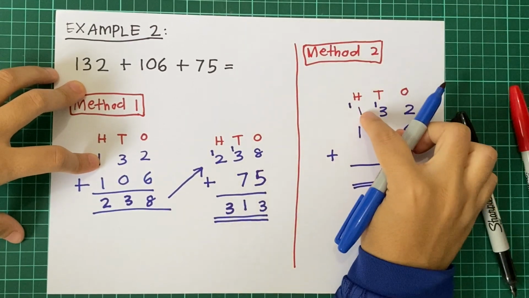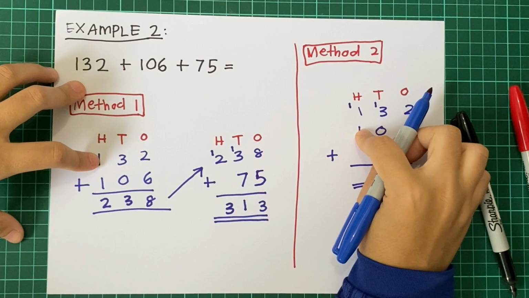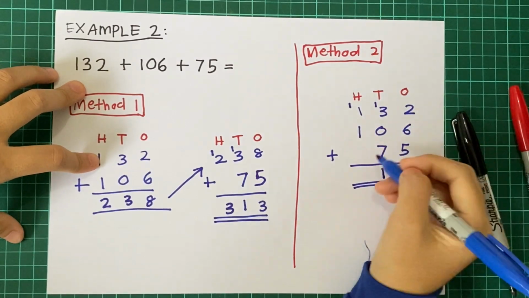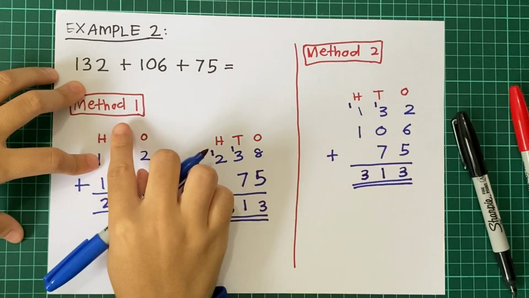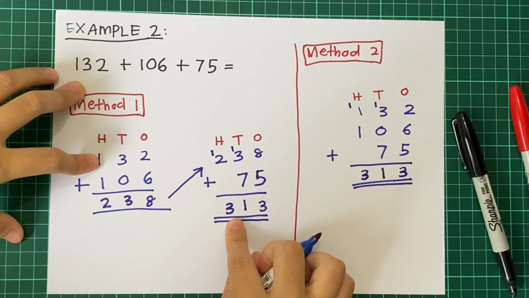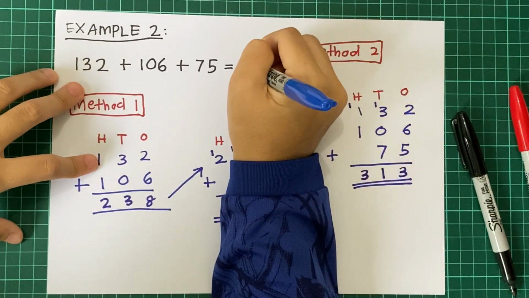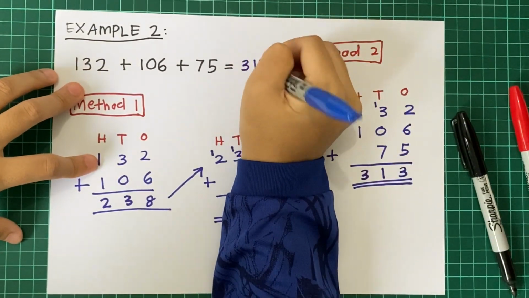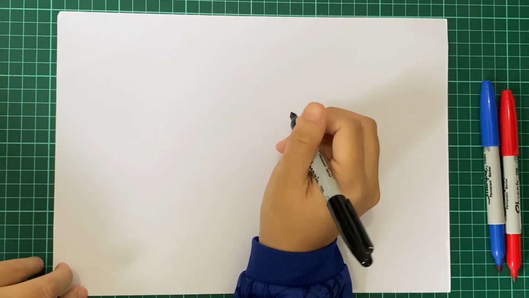400s. 1 plus 1 equals to 2. Plus with another 1 equals to 3. Plus nothing, still 3. So, can you see the answer? For method 1, we get 313. For method 2, we also get 313. To make sure that you really understand this lesson, I will give you another example.